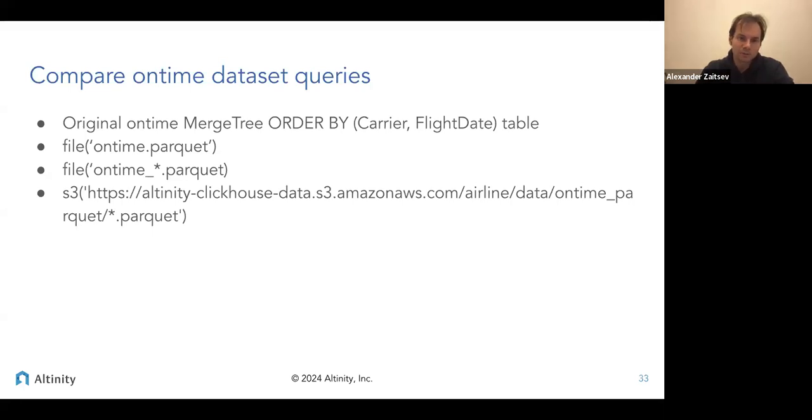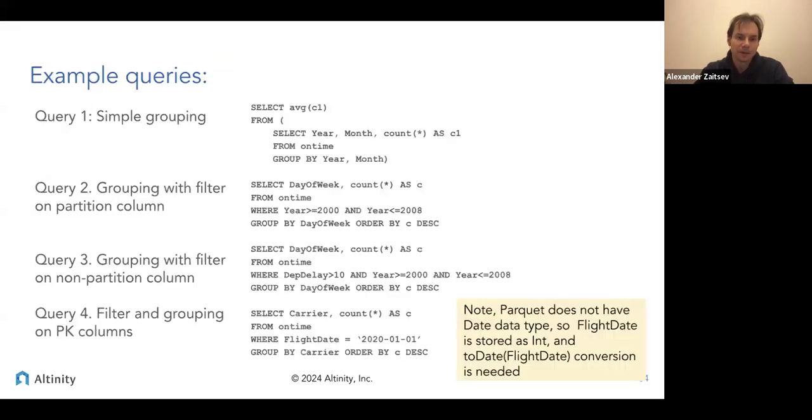The queries over the original MergeTree table, the query over the on-time Parquet file, which is a single file that contains all the data for on-time, the query over our partitioned version of on-time, and the same query over the data which is stored in S3. So we will have four different tests, and we will run four queries.